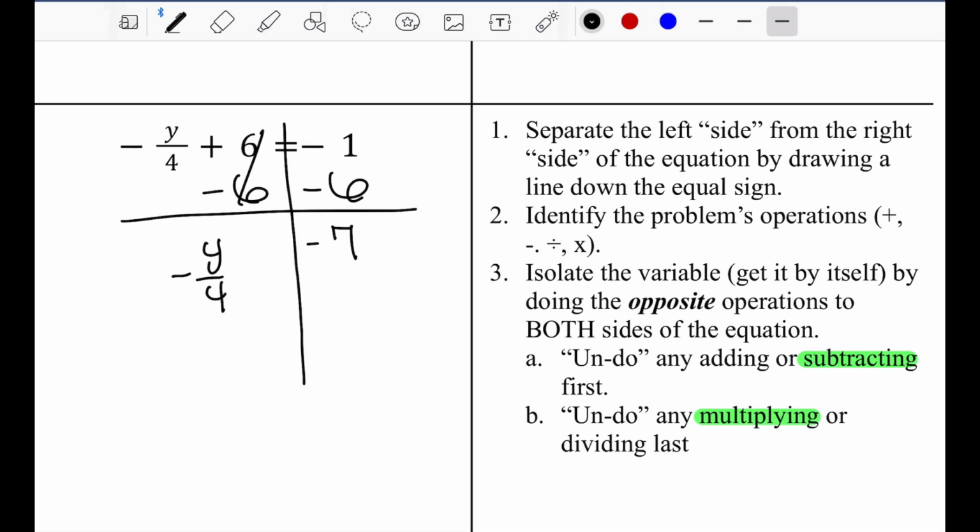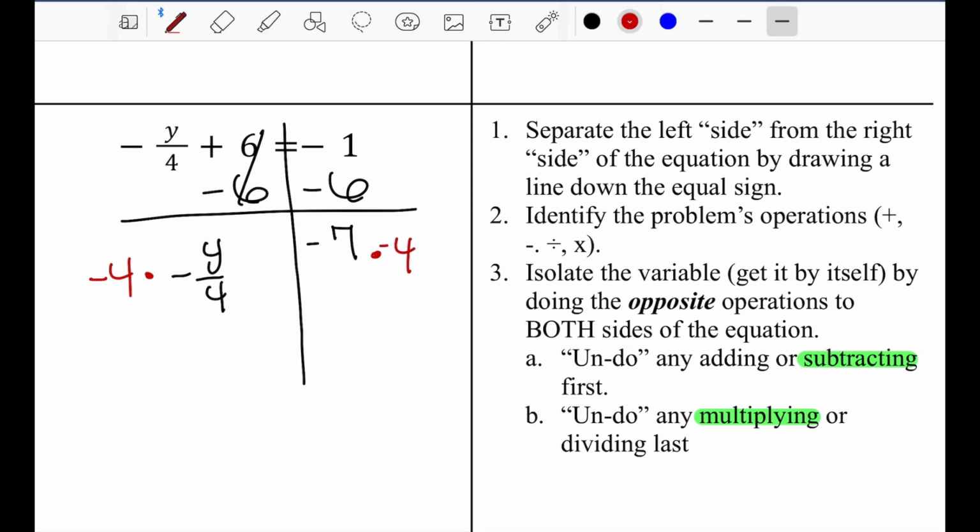3b says we've got to undo multiplying or dividing last. We already established that we had dividing, so that means we've got to multiply. And what we're going to multiply by is our denominator. And the number that we have in our denominator is a 4. So we're going to put our multiplication symbol on both sides, keeping our equation balanced, and we're going to put a 4 on that. But now we've got a negative in front of that fraction. So I'm going to bring the negative with the 4 that I'm going to multiply with. Okay, so when I do that, it cancels the negative out and the 4.